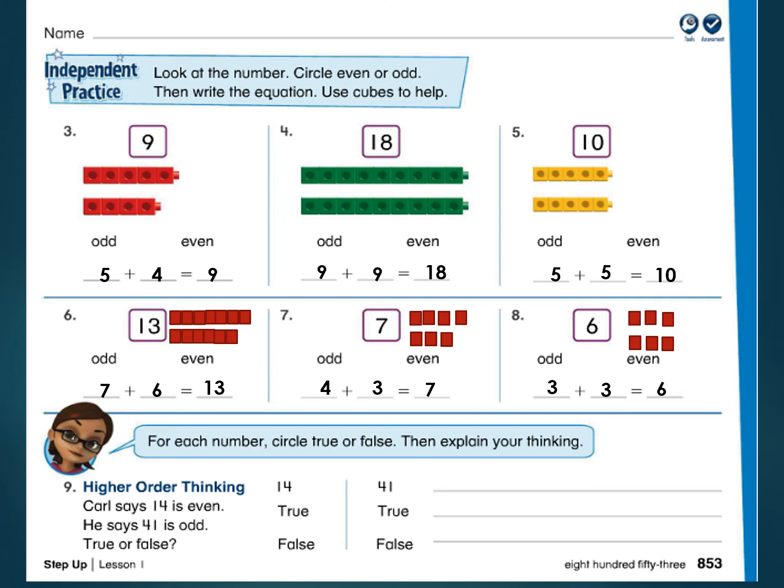41 is an odd number. Why? Because the ones is 1 and 1 is an odd number, so 41 is odd. So that is true also.